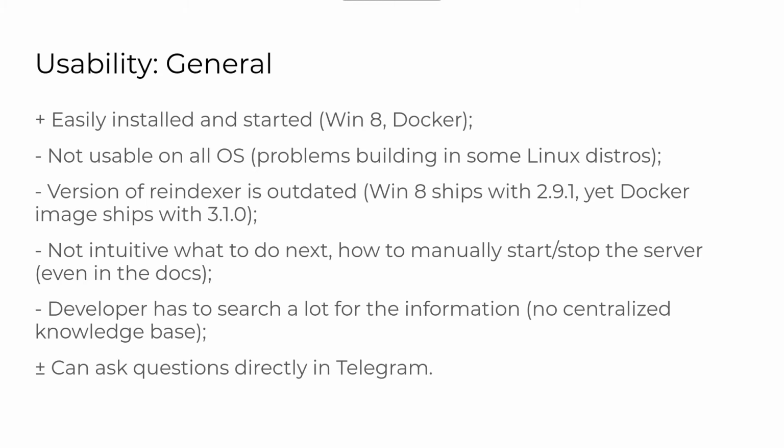We also found that the version for Windows is different from the version for Docker. So we think this is a major inconsistency. This was not only a minor version difference, but a major version. You can see 2.9.1 for the Windows build, but 3.1.0 for the Docker build, and the interfaces are quite different. It's not really intuitive how to actually start with the system, and we couldn't really find it in the docs.